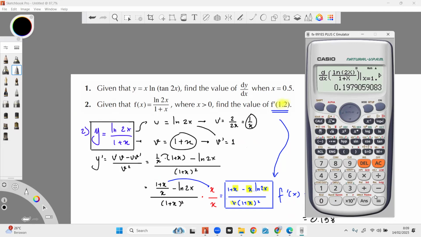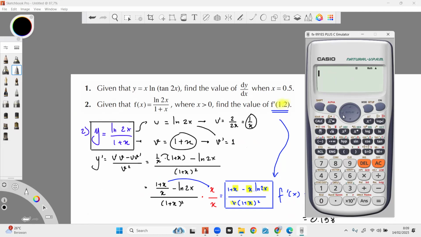Yeah. No, you cannot do this in the exam, of course. Actually, this question is not so good. Why? Because you can use your calculator, but a good question will give you the dy/dx expressed in terms of x, and then ask you to find the value of the gradient when x equals 1.2. So you can do this. Okay, you can do number 1 then.